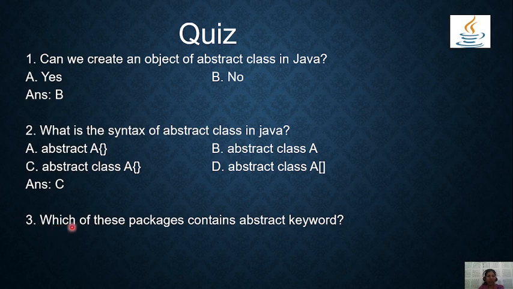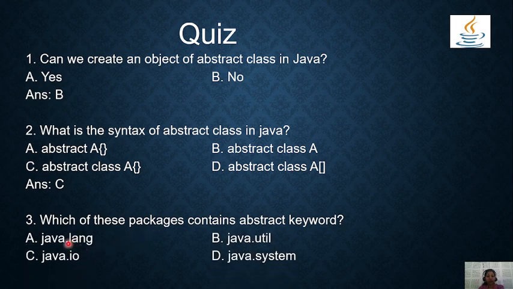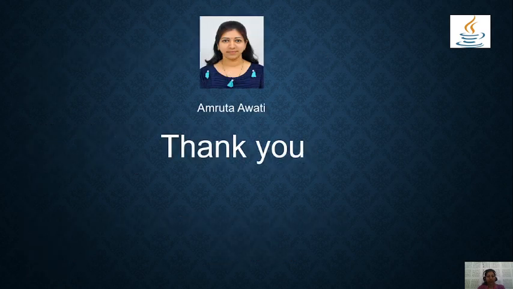Okay, the last one. Which of these packages contains the abstract keyword? java.lang, java.util, java.io, and java.system. Yes, the abstract keyword is in the java.lang package, which is the default package.